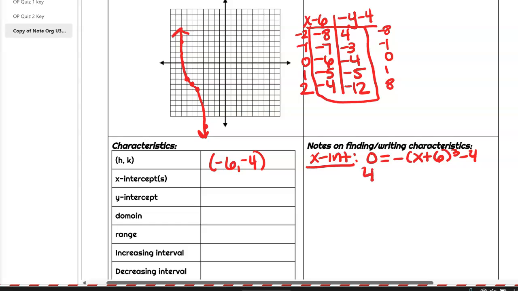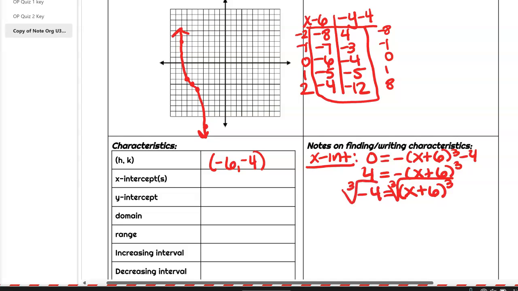And then I would add 4 to both sides. I'm working on getting the cubed portion alone, and then divide by -1. So I would have that -4 is equal to x plus 6 cubed. And to get rid of that cube, I'm going to want to cube root both sides.